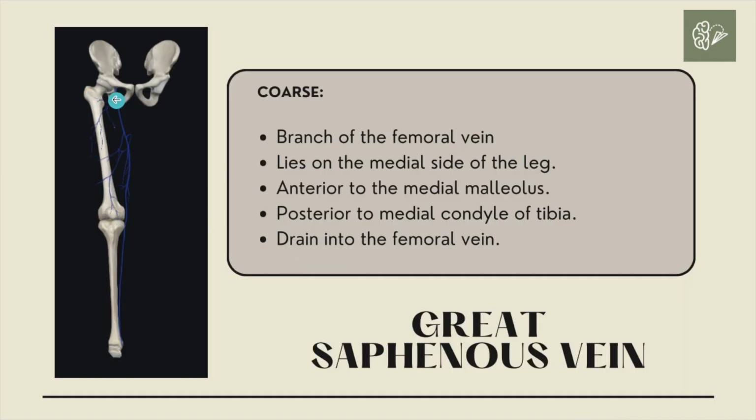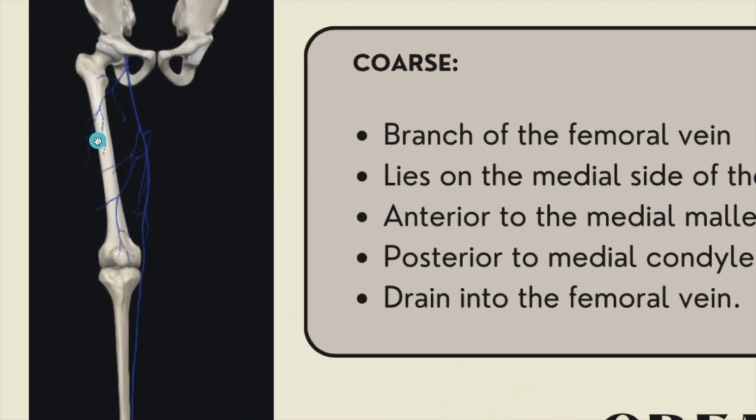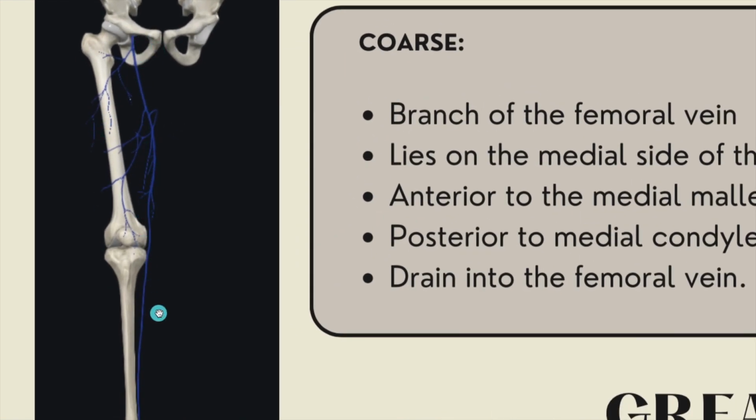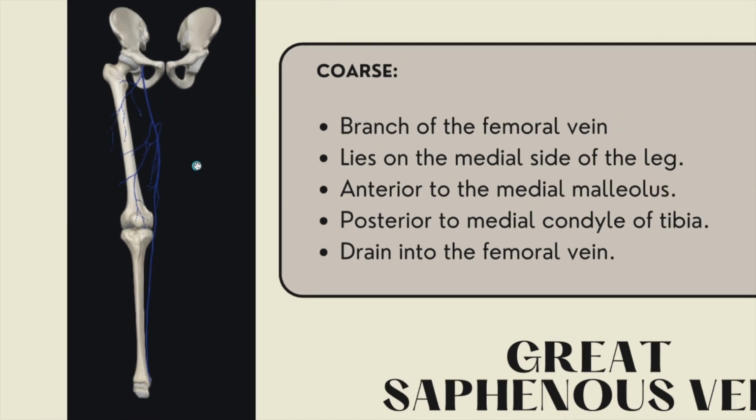Now, looking at this picture right here, we have the great saphenous vein. The great saphenous vein, which is the longest vein, is a branch of the femoral vein, and it lies on the medial side of the leg. If we were to imagine all of the muscles, this would be the medial side, and this would be the lateral side. So the great saphenous vein lies on the medial side of the leg. It passes anteriorly to the medial malleolus of the tibia, then it moves upwards and passes posteriorly to the medial condyle of the tibia, and then continues upwards until it drains into the femoral vein, because superficial veins will always drain into deep veins.